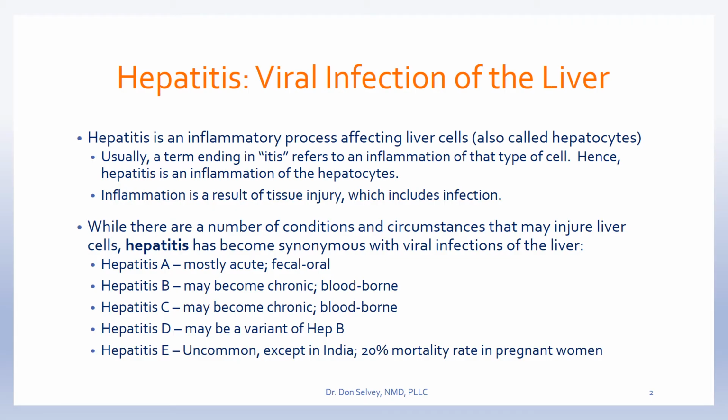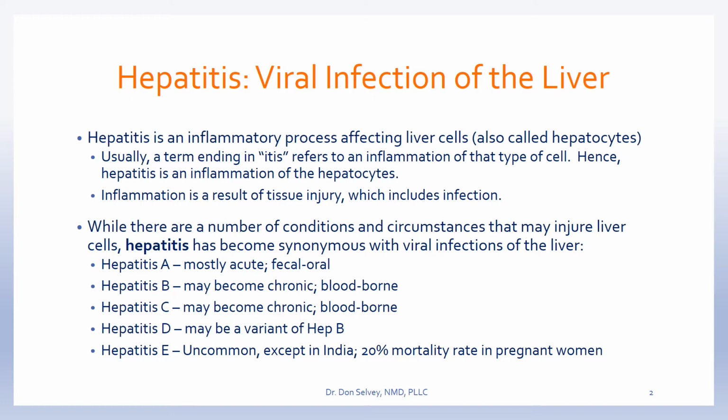So, hepatitis, in the broadest sense of the term, is an inflammatory process of liver cells or hepatocytes. Usually, if we have a word ending in itis, it simply refers to an inflammatory response to that type of cell. So hepatitis is an inflammation of the hepatocyte.